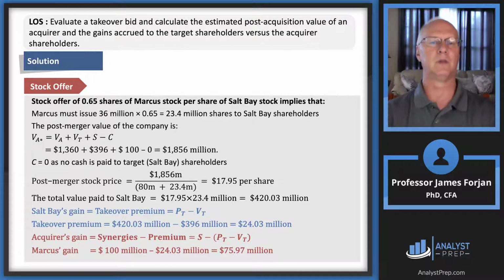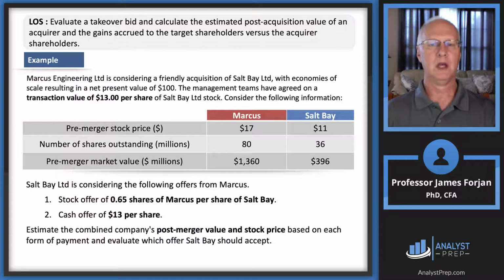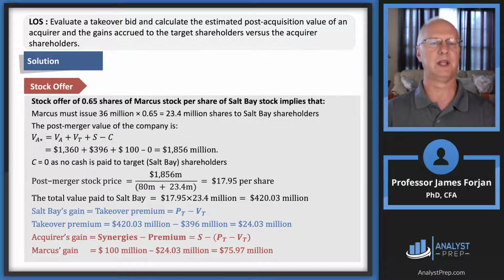All right, so let's do the post-merger value of the company. So do I want to swing back here? So there's the 1360 pre-merger value. There's the 396 pre-merger value for Marcus and Salt Bay. So we're going to take the 1360 plus the 396 plus our 100 of synergies, and we'll subtract out cash, right? Because this is a stock offer. So that gets us 1856. So the post-merger price is going to be that 1856 million.